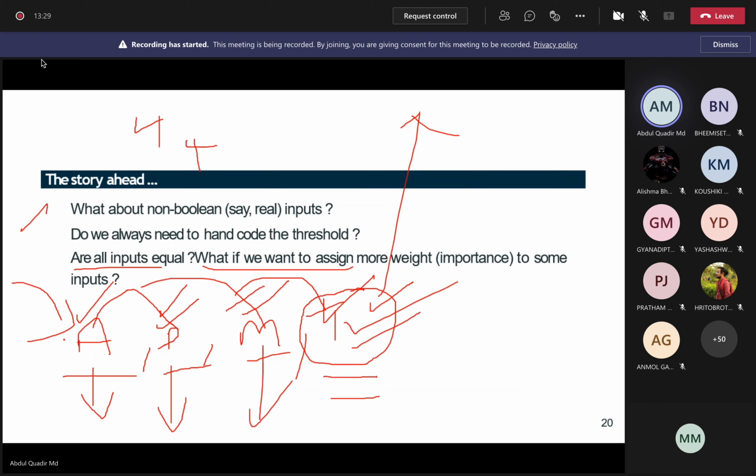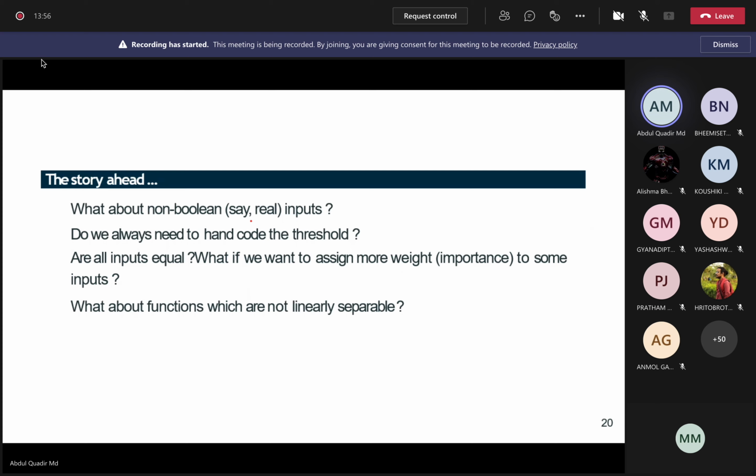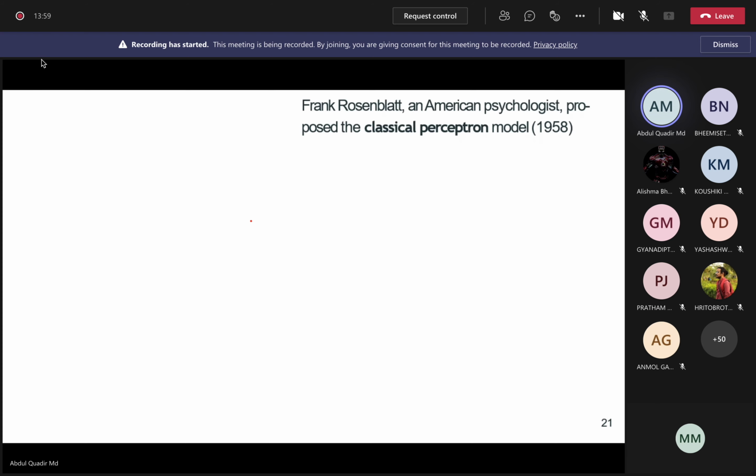So are all the inputs equal? No. In perceptron, we want to assign more weight to some inputs and less weight to others. I am least bothered about the music, so I can give low weight to the music and the director. But as long as the movie is a thriller and my actor is Arnold, I will watch the movie. So the weightage is given more there. Inside these two also, I can give more weightage to one or the other attribute. What about the functions which are not linearly separable?